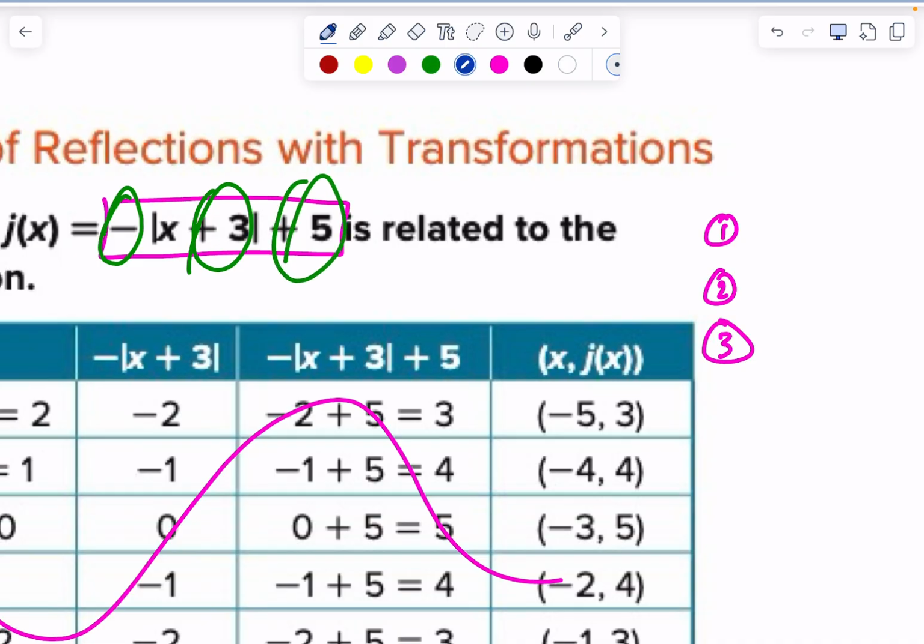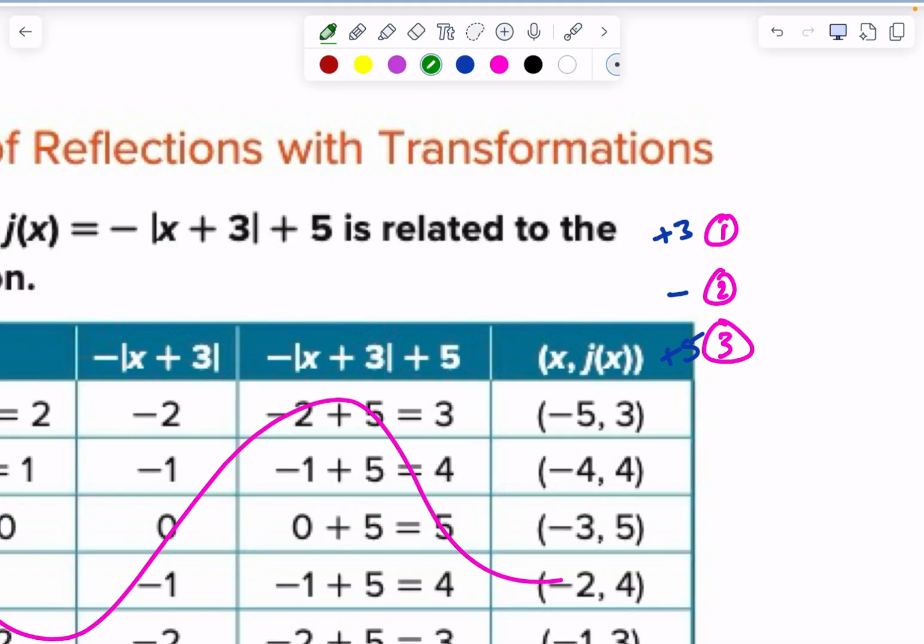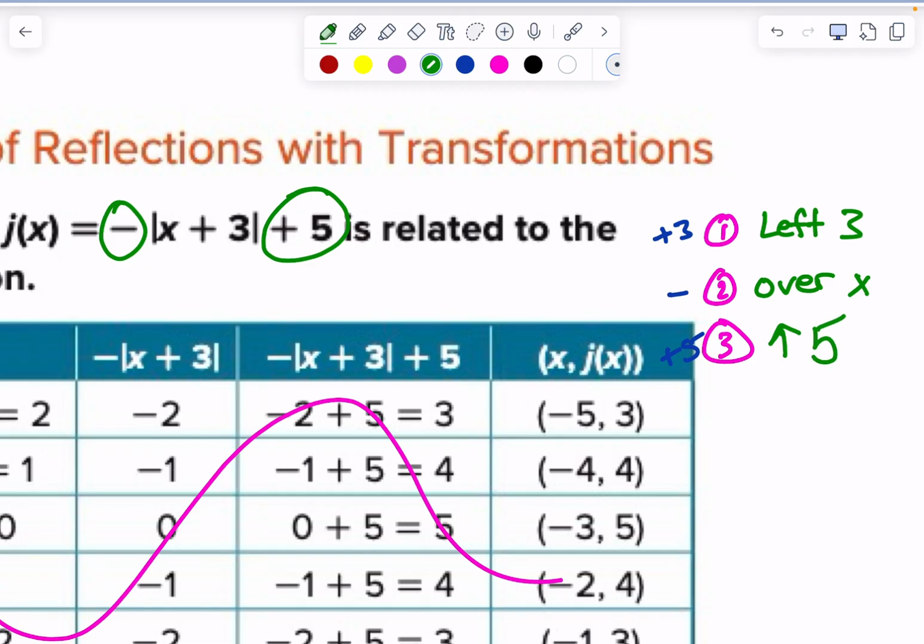Now we've got to decide which one is happening first. If I plug a number in for x, would the negative, the 3, or the 5 come first? The plus 3 would come first. Then what would happen after that? Then the negative, then the plus 5. Okay, so the plus 3, since it's inside there, is left 3. It's like the opposite of what you think it is, right? Plus 3 actually means the left 3. The minus on the outside is a reflection over the x-axis, and then the plus 5 moves him up 5. And if you want to use arrows, you sure can.